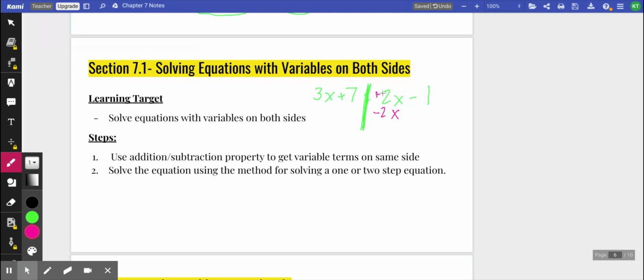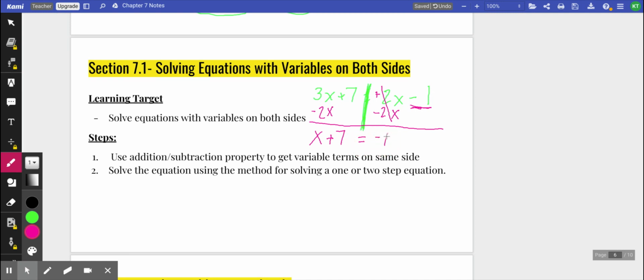So if I do that, if these are equal, I have to do the same thing to keep that equal on both sides, right? So then if we look, here I have 3x minus 2x, right? And that would be 1x, and I don't have to write the 1 there. And then I still have the plus 7 over here. Positive 2x and negative 2x cancel out, and then I'm left with negative 1.